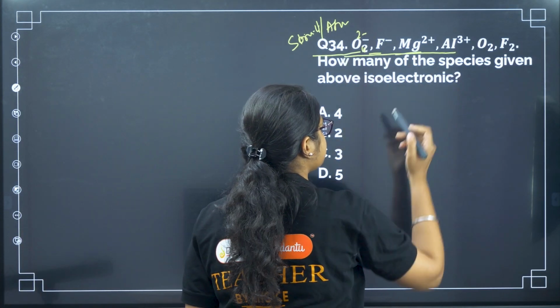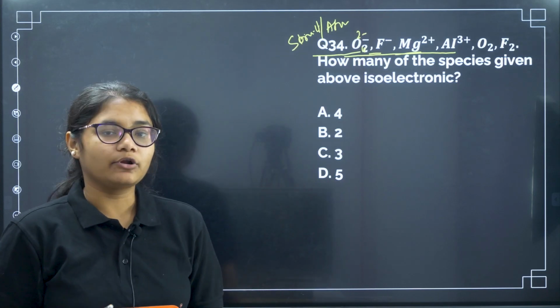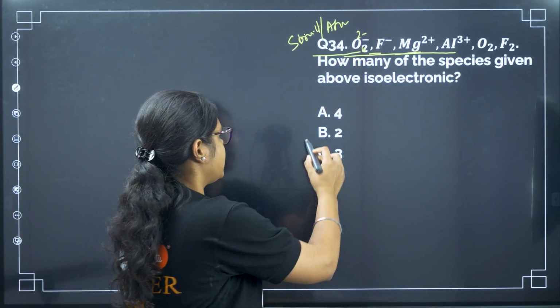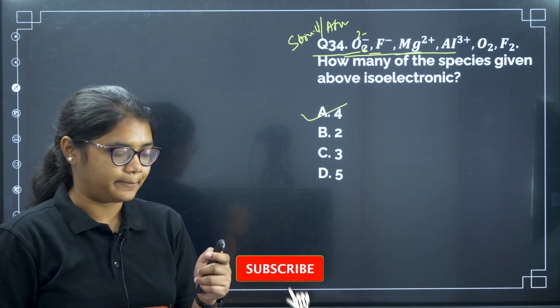So we have these 4 species with the number of electrons being 10, so they are isoelectronic. So the correct answer for this question is option number A.